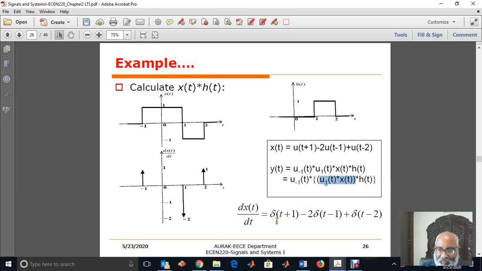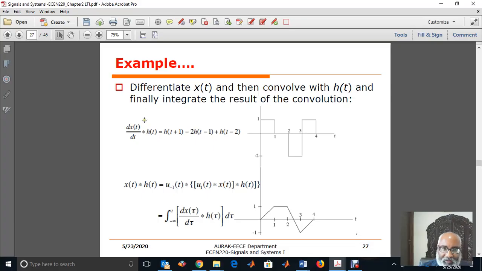For example, if I convolve this with h of t, it will be h of t plus 1. If I convolve this with this, minus 2 times h of t minus 1. If I convolve with this, h of t minus 2. Then finally, I have here outside u minus 1 of t, which means the unit step function. So I convolve it with the unit step, which means I integrate the overall result with respect to tau, from minus infinity to tau, d tau.